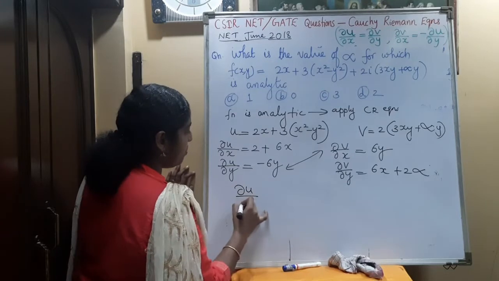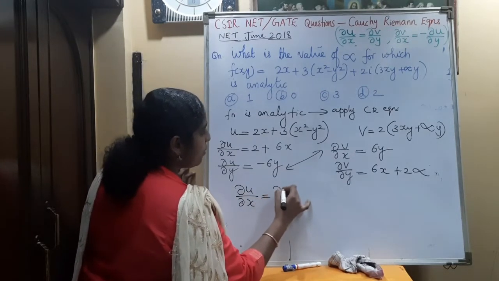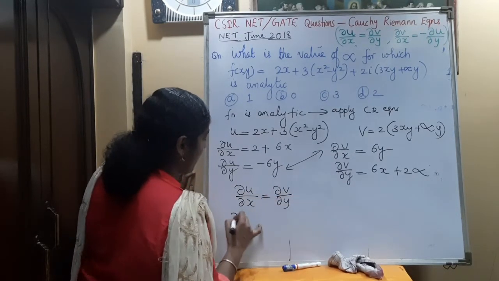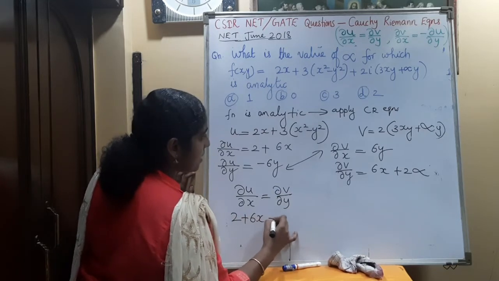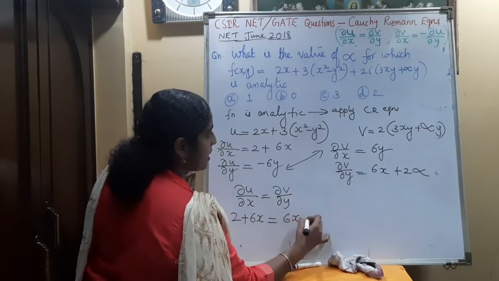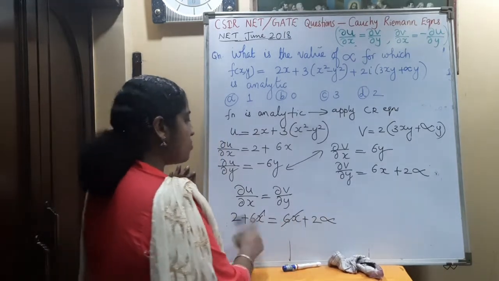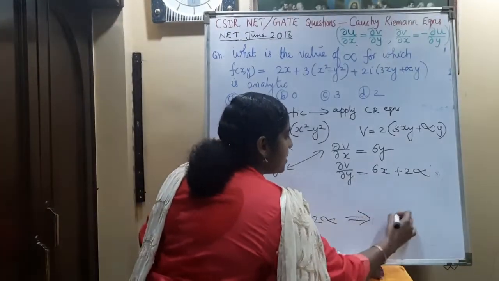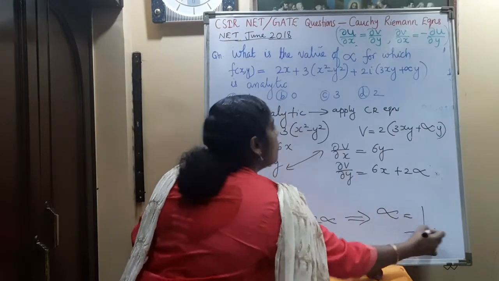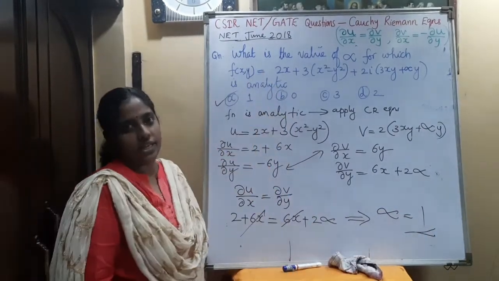Which condition? ∂u/∂x is equal to ∂v/∂y. So what is ∂u/∂x? 2 plus 6x is equal to ∂v/∂y, which is 6x plus 2 alpha. So 6x will cancel, so 2 equals 2 alpha, that means alpha is equal to 1. So option A is correct.